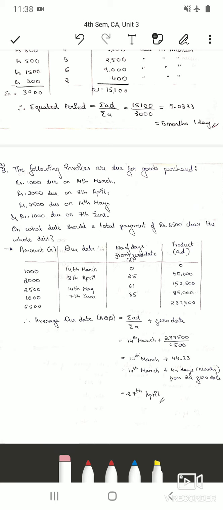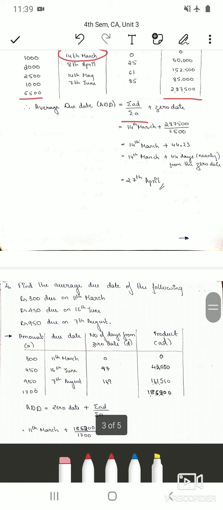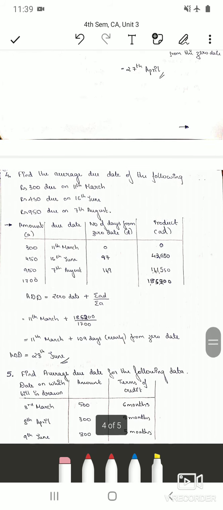I hope this calculation is clear. Find summation AD and summation A. To get D, first assume the first date as 0 date, and then from that calculate the number of days from the 0 date. You will get all the D's. Then find the product A into D, take this total, and substitute in this formula. So from 14th March you have to see 44 days, so it will be on 27th April. So that is your average due date.